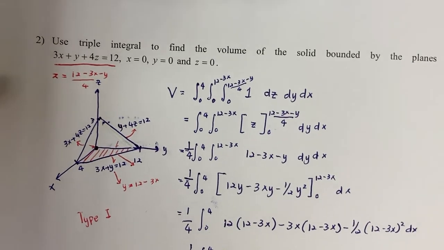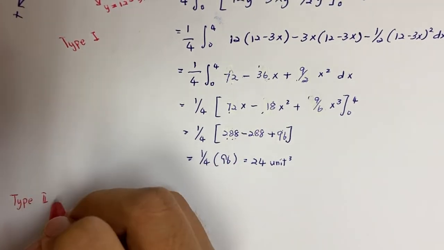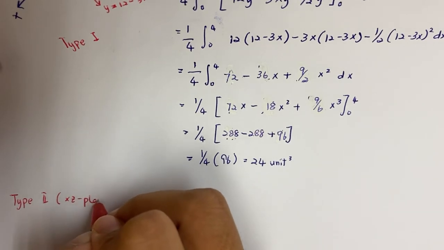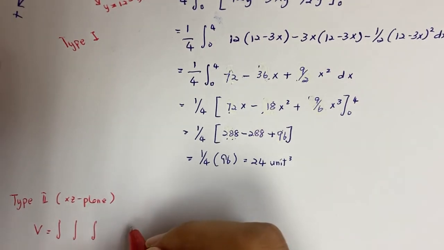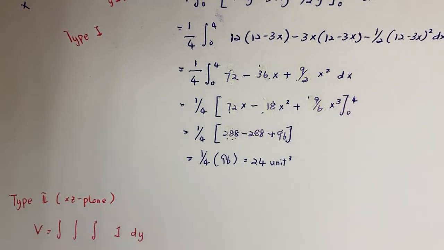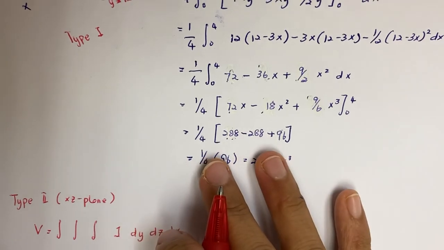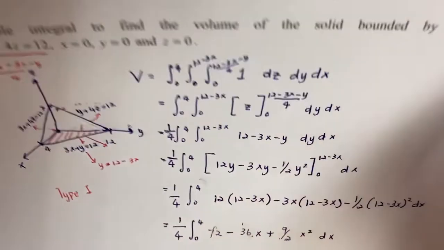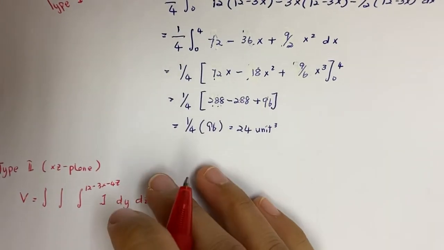If you want to try solving the volume using the type 2 region, where the base is on the xz plane, then you have volume equal to the triple integral. You need to solve for dy first, followed by dz dx or dx dz. For dy, write your y in terms of x and z. So y is equal to 12 minus 3x minus 4z, and the lower limit is 0.